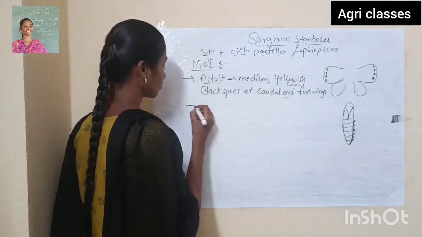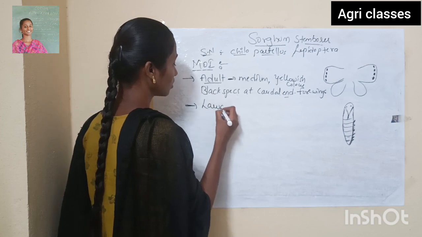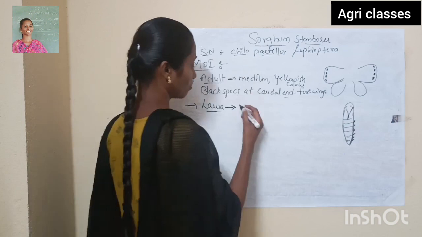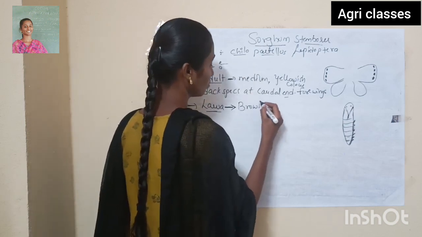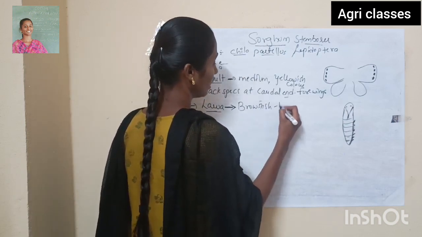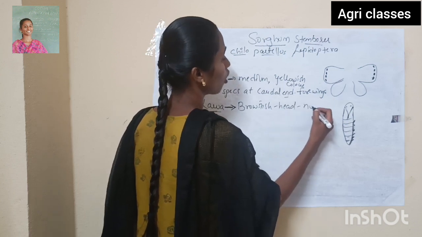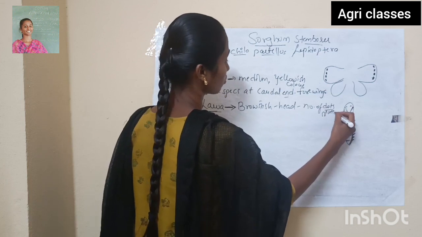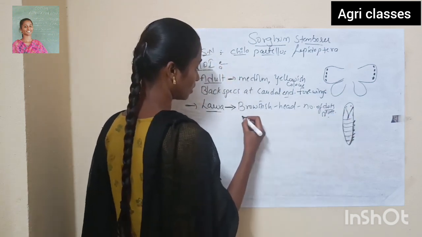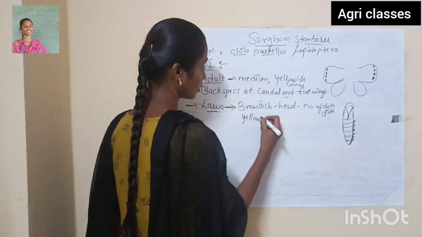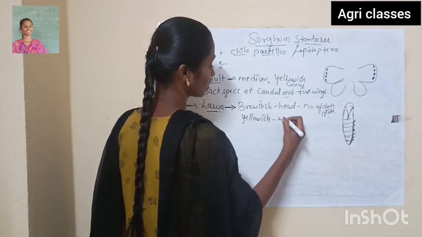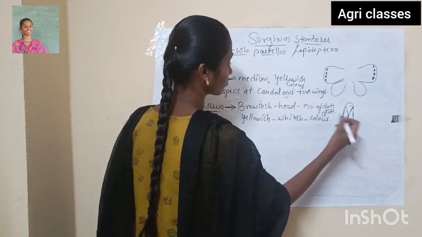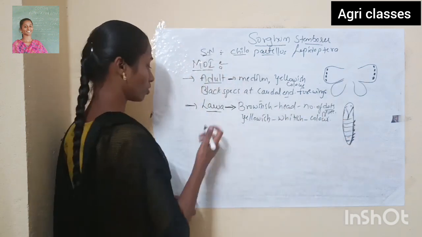And then the larva: brownish yellowish color with a brownish head, and having a number of dots or black spots on the body. It is a yellowish whitish colored larva. Okay, so this is about the larva.